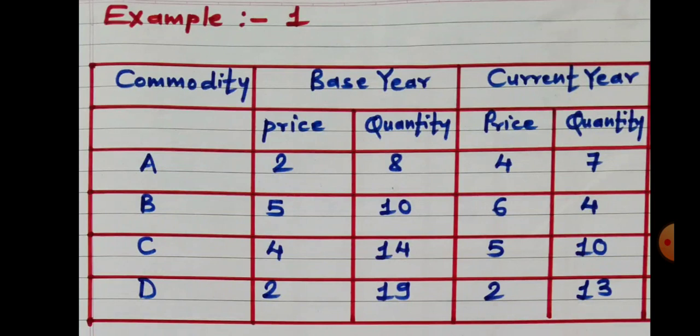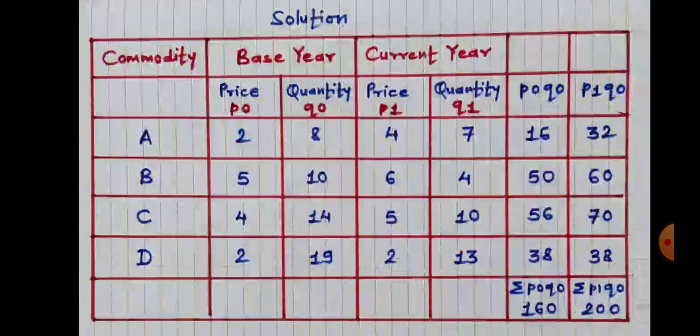Here three columns are given. In the first column, commodities are given: A, B, C, D. In the second column, base year prices and quantities are given. In the third column, current year prices and quantities are given. Now let us see how to find out Laspeyres price index number. So here we have to add two additional columns, and they are P0 Q0 and P1 Q0.